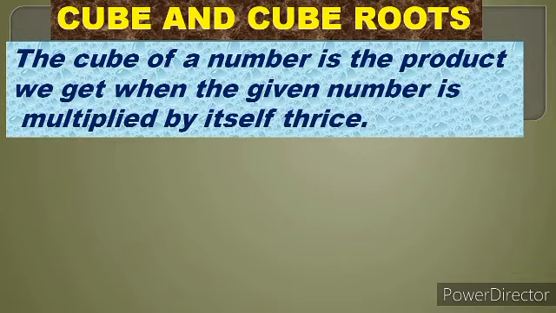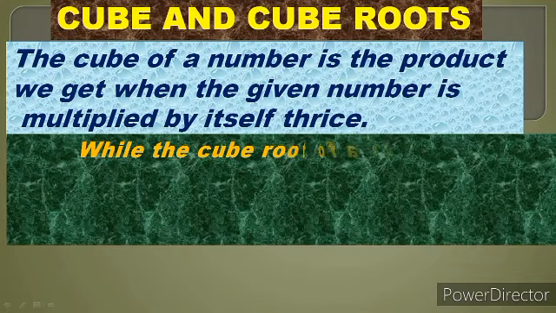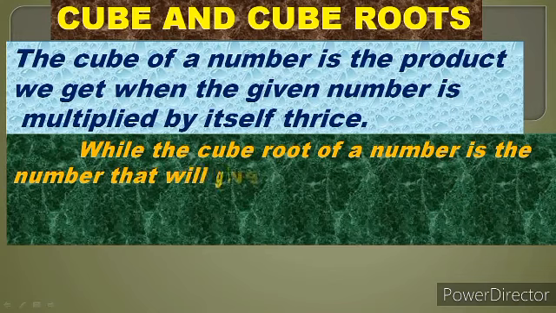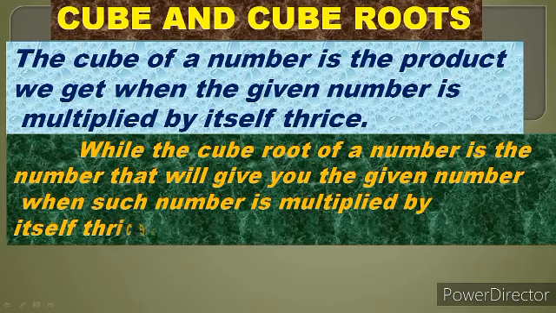Just like square. The square of a number is the product we get when the given number is multiplied twice. Therefore, for cube, the number is multiplied by itself thrice. Now, let's move on to know what a cube root is. In mathematics, the opposite of cube is cube root. When you are treating cube in the forward equation and you are coming backwards in the equation, it is going to be cube root.